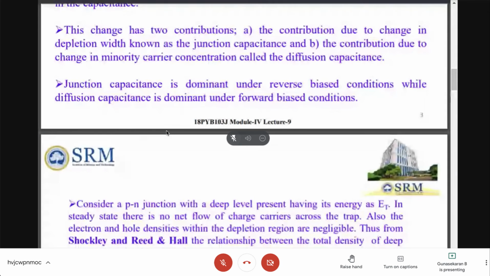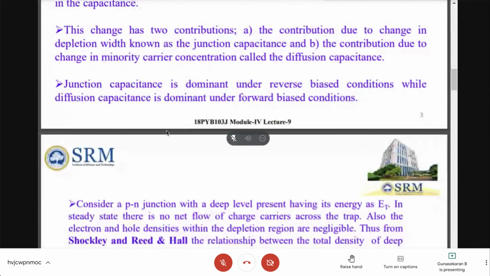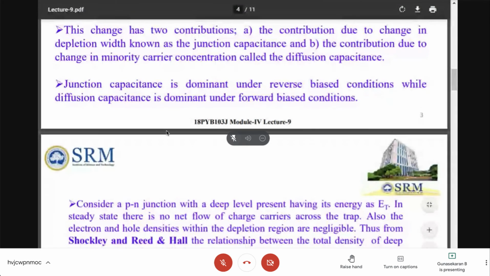So when there is forward bias and when reverse bias happens, why is it junction capacitance? Why do you say that it is a diffusion capacitance? Do you understand or not? Please say yes or no.